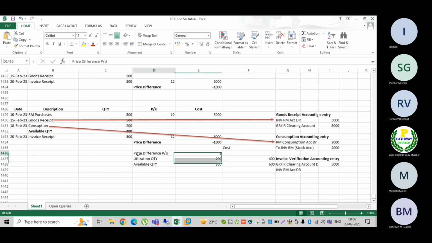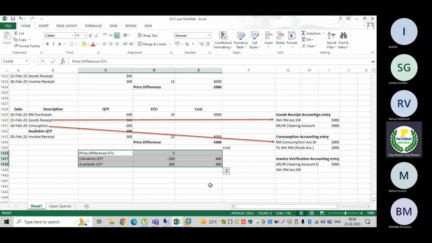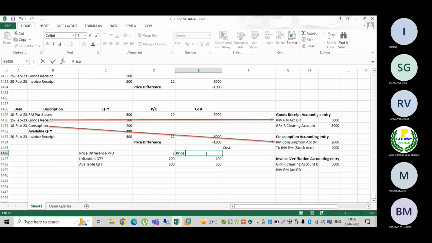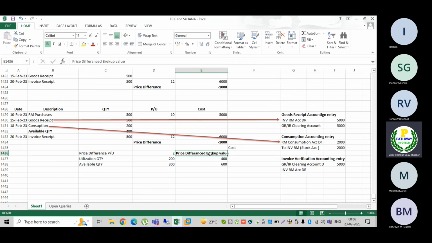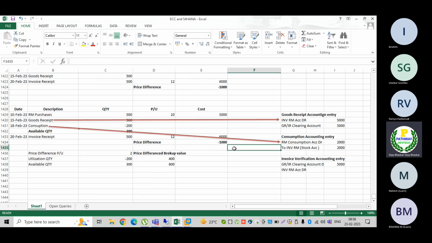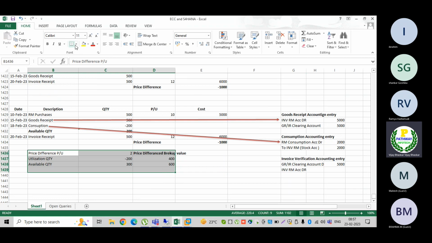These 1,000 rupees, I will put in a separate way. Whatever 1,000 we have calculated here, this is the price difference breakup value. You can understand it like this. This 400 rupees is relevant to your consumption, the consumed material price difference. Then this one is the breakup. I will mention the breakup value here, in a separate box for our understanding.